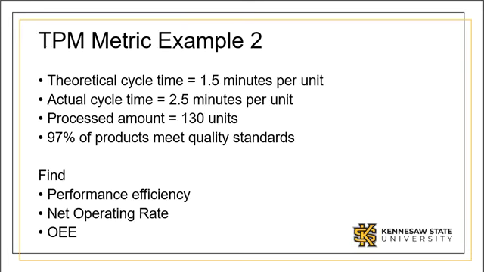Now let's extend the previous example a little further. The theoretical and actual cycle times and process amount are offered here. We also know that 97% of all products produced meet quality standards. Let's find the performance efficiency, the rate, and the OEE.